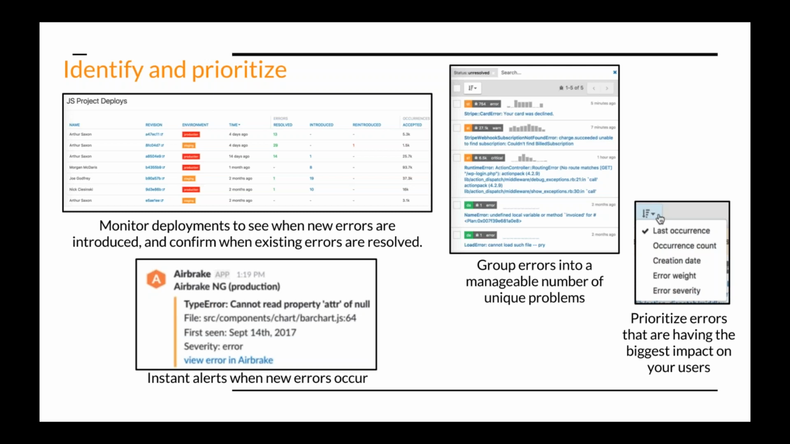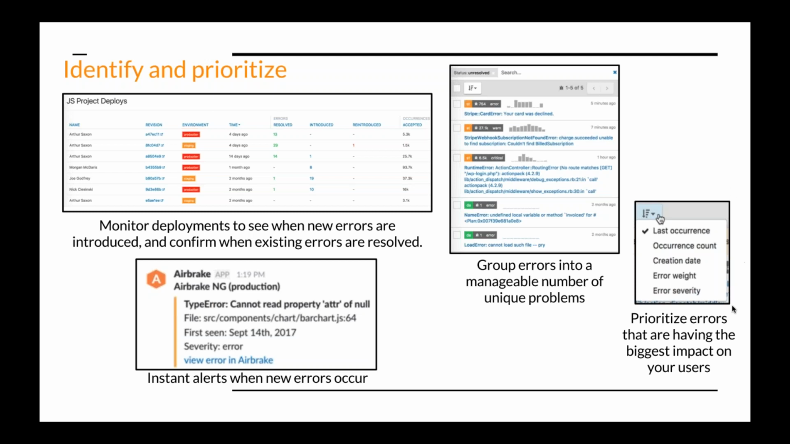And then again, grouping these into a manageable number of unique problems. Instead of saying, hey, since the launch, we've had 100,000 things pop up in the errors, it's like, okay, that's great. How many unique problems have happened, and how many of those are new versus pre-existing problems? And then, of course, being able to prioritize those.